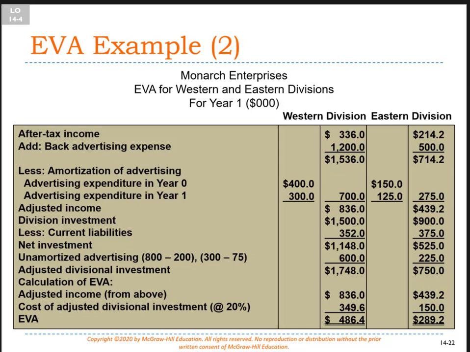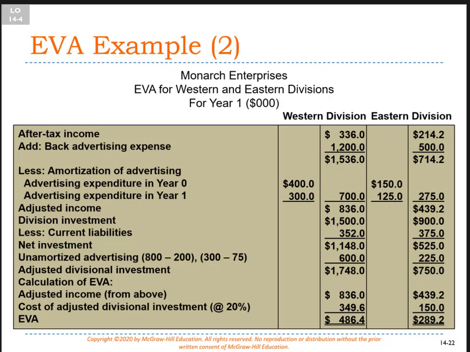And then we have to add. So you see the 1,500, that was all the assets. We took out the current liabilities because they don't have interest. And then we add the unamortized advertising, the part of the advertising that we haven't used up yet. So we can't just adjust the net income because of advertising. We also have to adjust the assets. Okay, and so now we have changed both numbers. The net income, the total assets. The only one we haven't changed is the cost of capital.